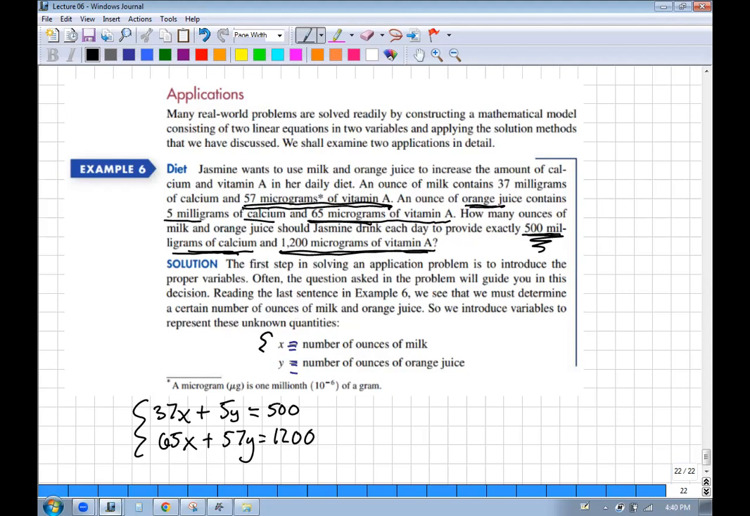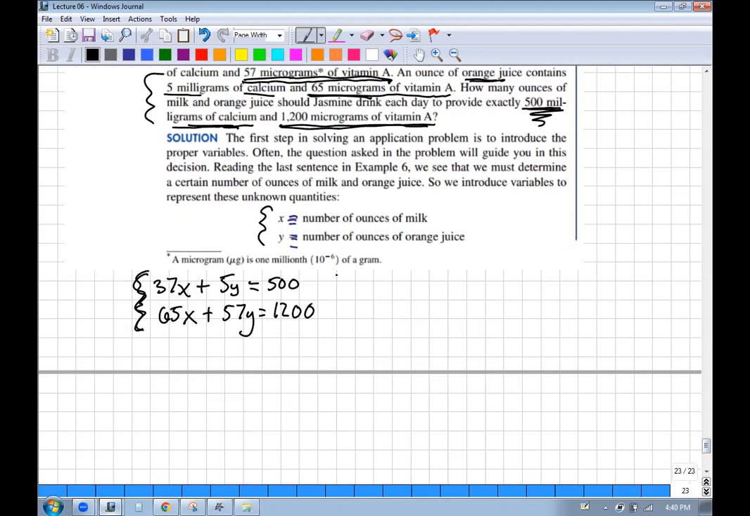So step one is define your variables. Step two is set up two equations with the information that they give you, okay? And then step three is solve. So the easiest part is actually solving, right? The question tells you exactly what to label these. This is the hard part, right?